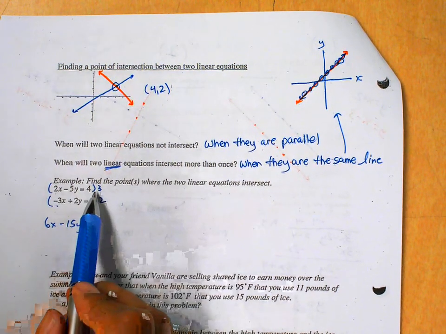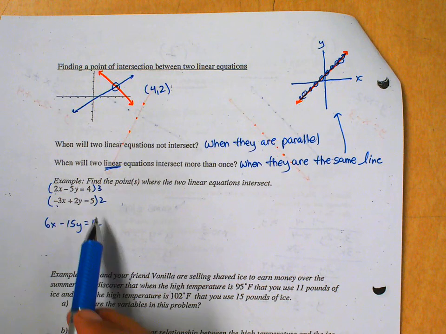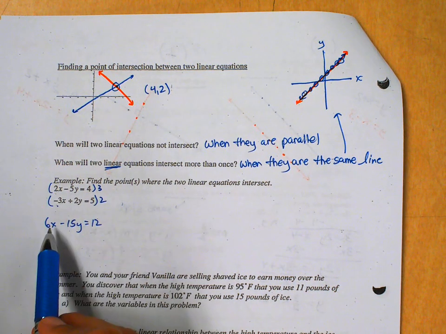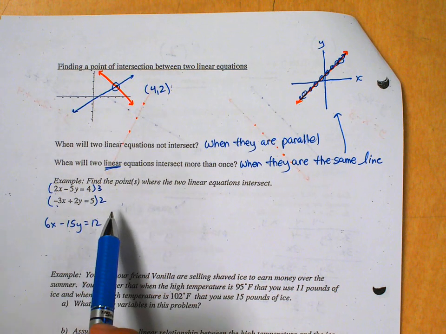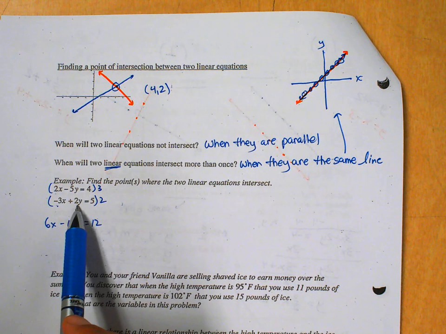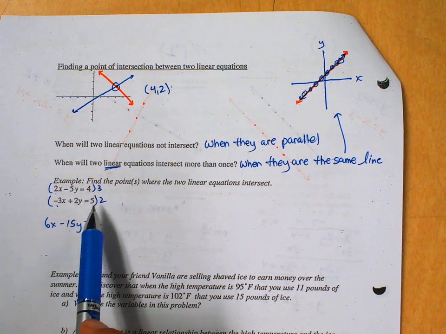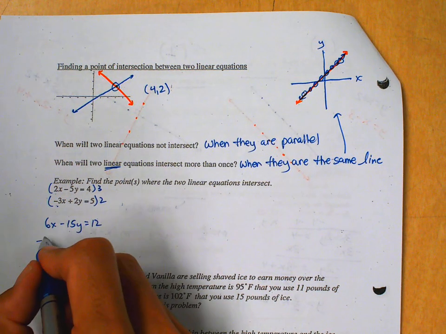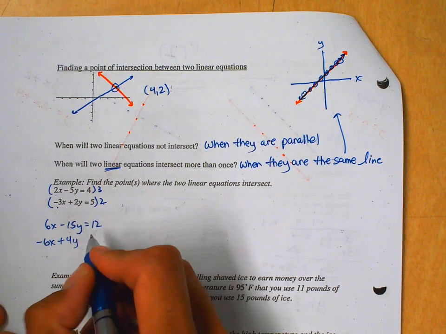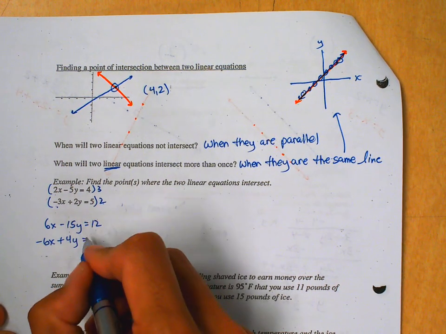I just distributed the 3 there. 3 times 4 was 12. 3 times negative 5y is negative 15y. 3 times 2x is 6x. And then I'm going to do the same thing on the second equation. 2 times 5, 2 times 2y, and 2 times negative 3x. 2 times negative 3x is negative 6x. 2 times 2y is 4y. And 2 times 5 is 10.